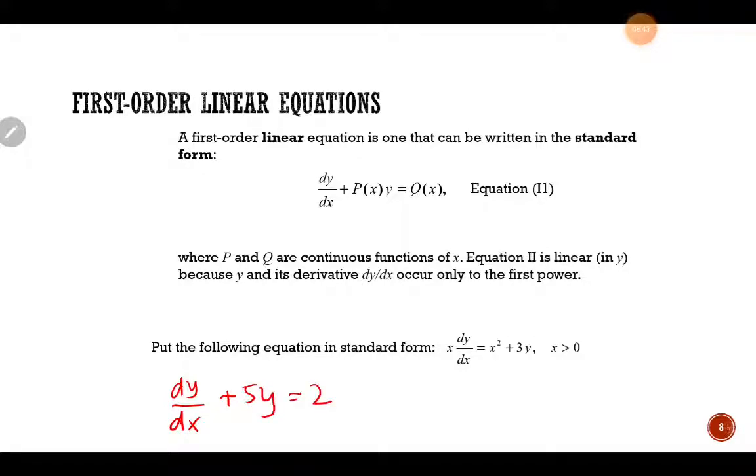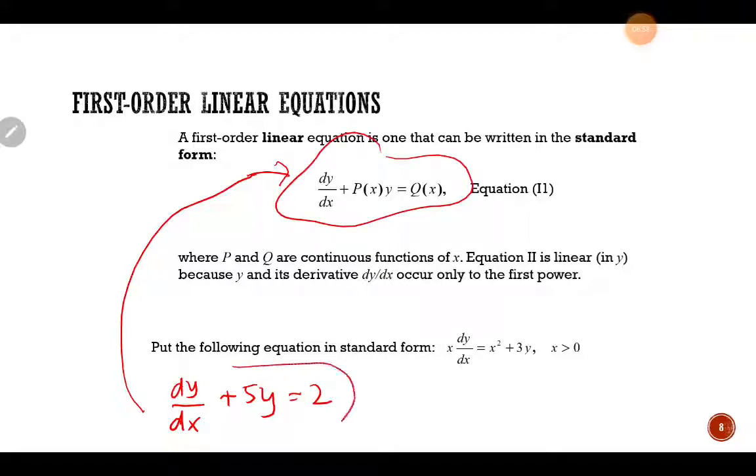This one has no y and no x at all. As I said just now, it can be as simple as a constant, and a constant can also be a function. So by comparing this with this one, we know our P(x) equals what? Our P(x) equals 5, because anything multiplied with y is your P(x).